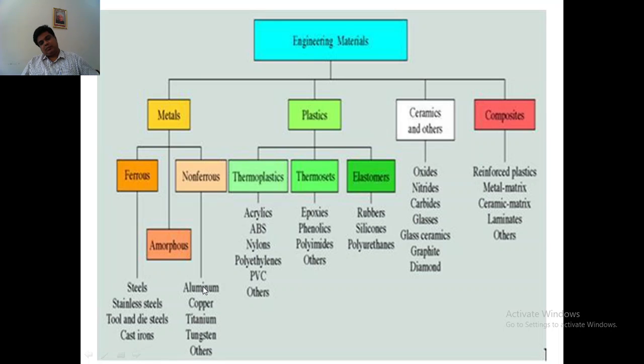Along with that, we have non-ferrous metals like aluminum, copper, titanium, tungsten, molybdenum, cobalt, something like that. So all these are non-ferrous metals and alloys. Particularly in mechanical engineering, we should know some of the basic metals and alloys here: steels, aluminum, copper, then titanium, all those things.